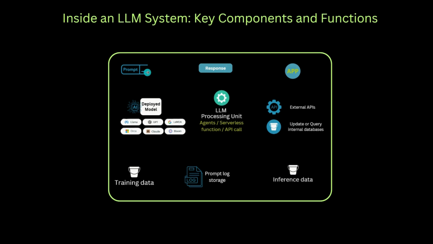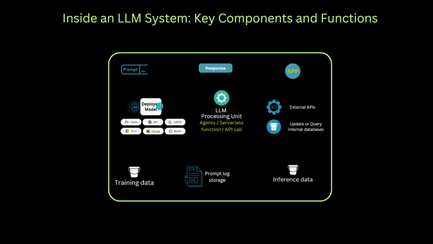Let's start with the prompt. This is the query or the instruction that is given by the user to the AI model. An example would be when you ask ChatGPT something, you are giving an input as the prompt to the AI model, and then the AI model will process that input by using the LLM processing unit. What is the LLM processing unit? This is the core engine that will handle the prompt processing, which will execute logic and manage instructions based on what AI model you have deployed.